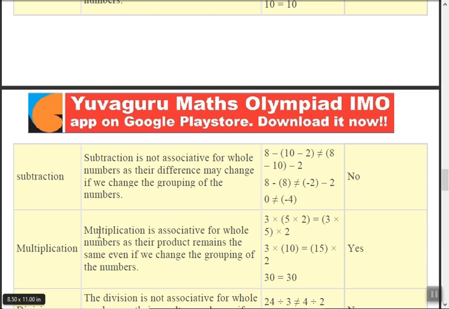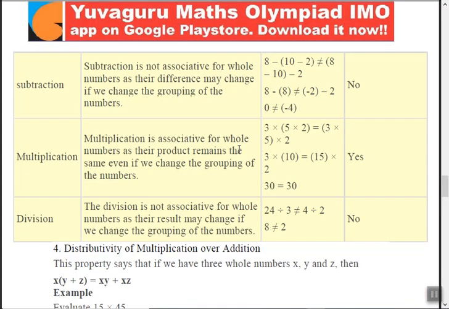Now multiplication. Multiplication is associative. Why? Because even if you change the brackets, the answer is the same. You can try it yourself now. It's easy. Division. Division is not associative.